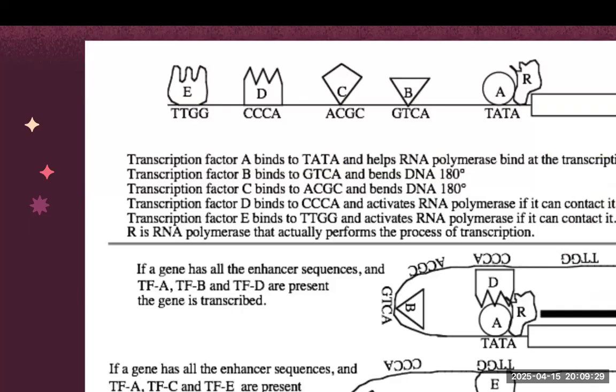And then here we have an example. Right here, we have the promoter, right? We have the transcription factors that are binding far away from it. We need these bending proteins, C and D, that are going to bend it and bring the transcription factors to the promoter so the polymerase can go.